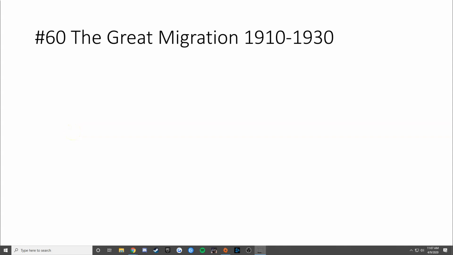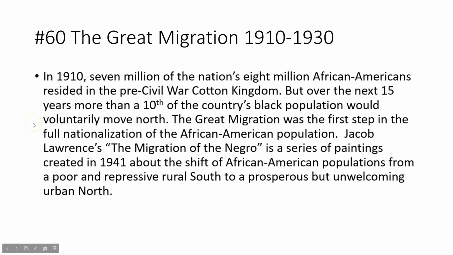Okay. Number 60, the Great Migration. In 1910, 7 million of the nation's 8 million African Americans resided in the pre-Civil War Cotton Kingdom. But over the next 15 years, more than a tenth of the country's black population would voluntarily move north. The Great Migration was the first step in the full nationalization of the African American population.